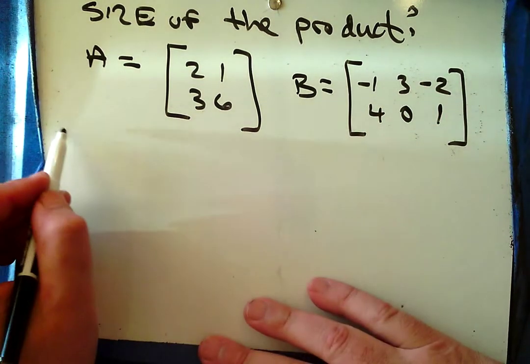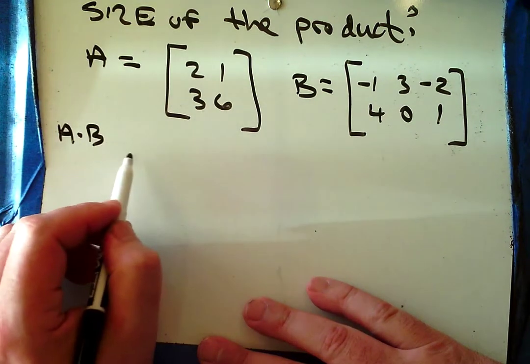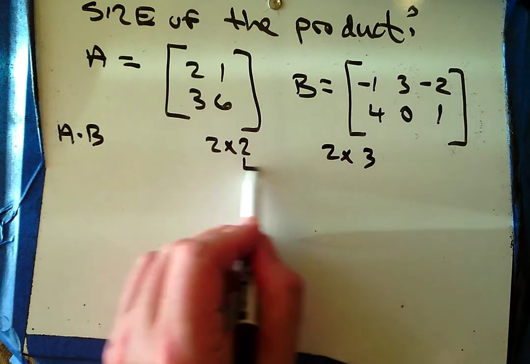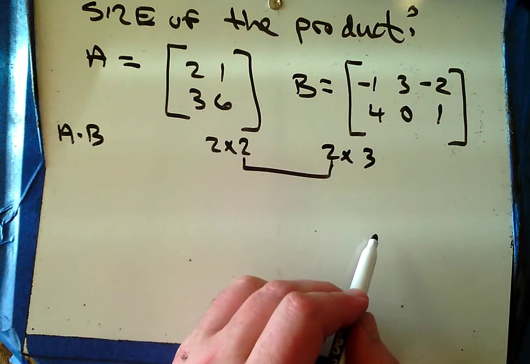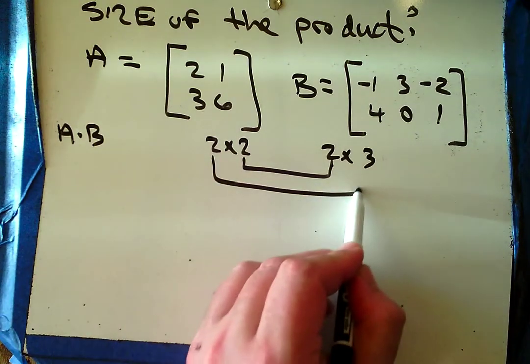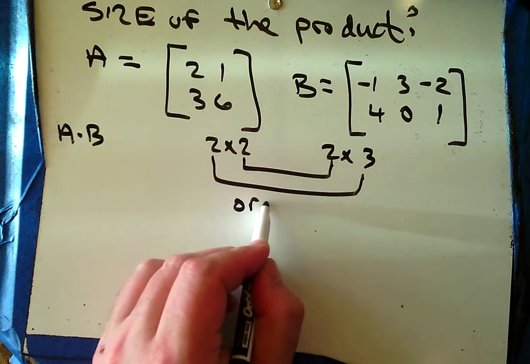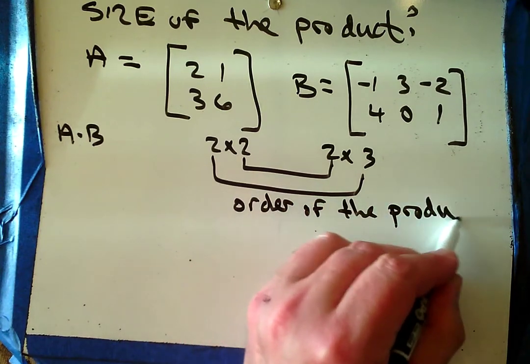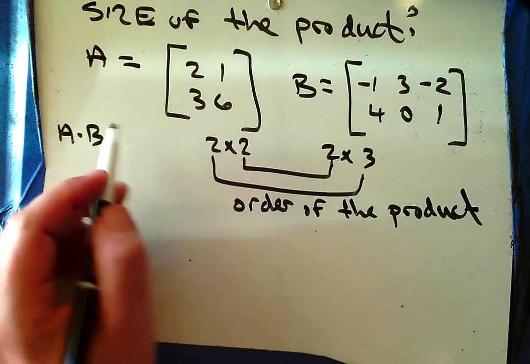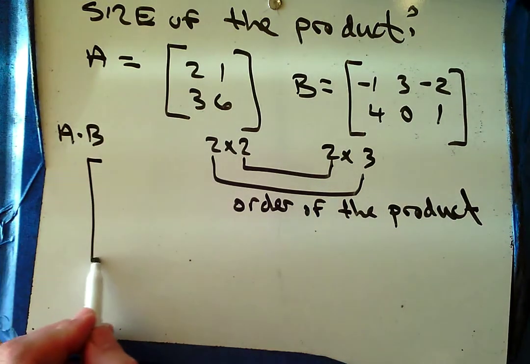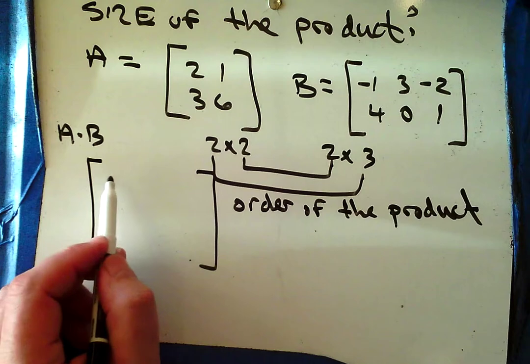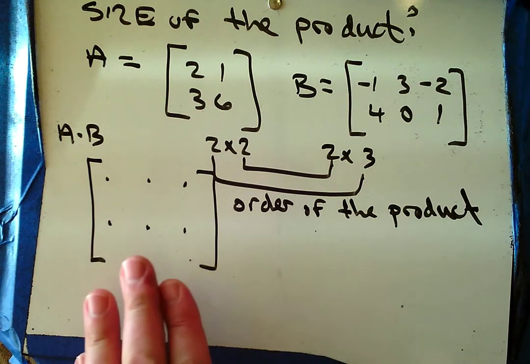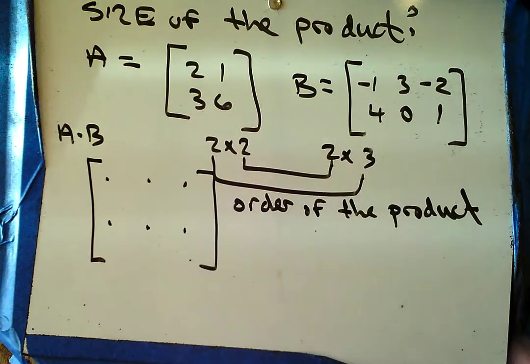And so I want to think about A times B. So A is a 2 by 2, and B is a 2 by 3. And yes, I can multiply them together. And these tell me the order of the product. So when I multiply A times B, the result is going to be some matrix that has 2 rows and 3 columns.